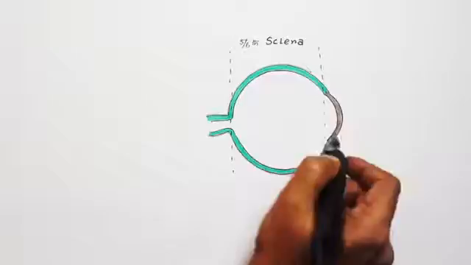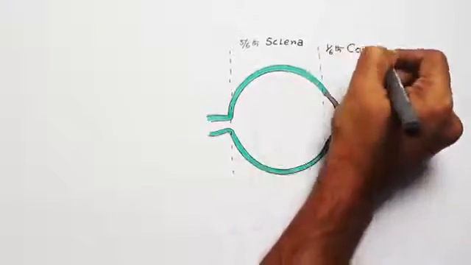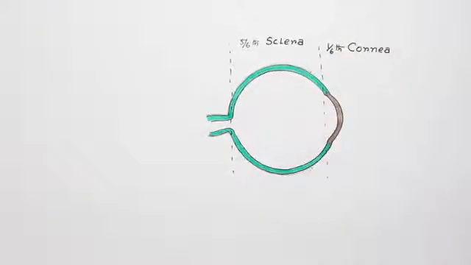Here this transparent anterior 1/6 part is called cornea. So the outermost layer mostly consists of two parts, sclera and cornea, which protects the inner layer and lets the light come into the eyeball.